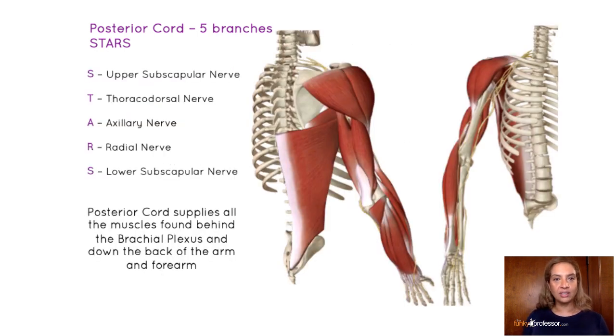And if you look at this diagram here, you can see that the muscles that are supplied by the posterior cord are the deltoid, the latissimus dorsi, and all the muscles of the posterior arm and forearm in the extensor compartment.